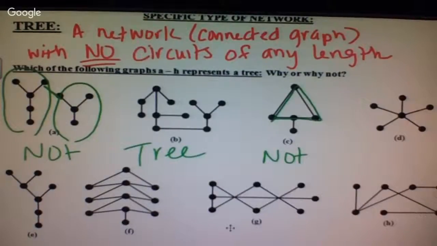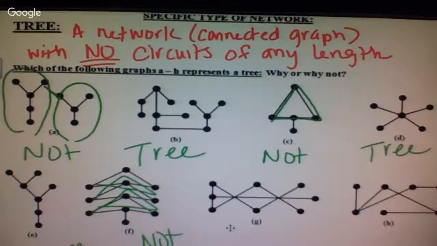Take a look at D. Tree. Take a look at E. Tree. No. Take a look at F. No. No. There's actually several circuits here. Oh my gosh. Still bored. I'm over it. Okay. F is not. There are 1, 2, 3, 4, 5, 6 circuits in there somewhere. Okay. There are multiple circuits in that graph.